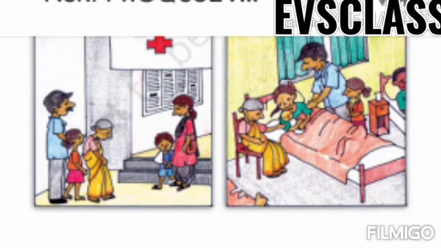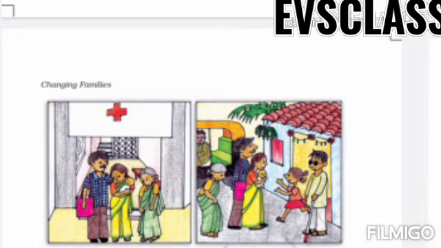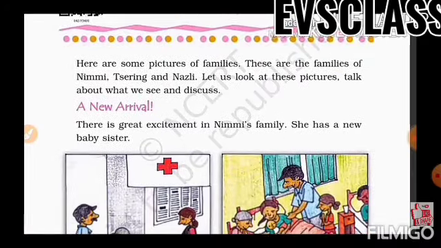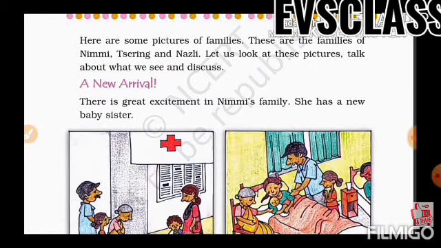First is Nimi's family. Here you see in the picture Nimi and his full family members. So Nimi's family members: grandmother, uncle, mother, father, Nimi, and a newborn baby. Okay, see. So this is Nimi's family, a new arrival. There is great excitement in Nimi's family. She has a new baby sister. Point to be noted, students.